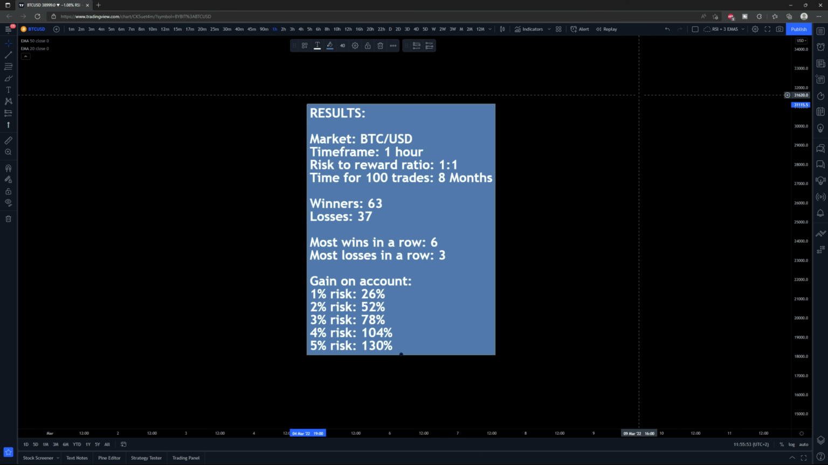The gain on the account figure, if risking 1% of your account equity per trade, is 26%. So that would mean a 3% max drawdown if you risk 1% per trade. With something like this where it only has a maximum drawdown of 3 losses in a row based on this test, you can risk more than 1% of your account equity per trade. So that's why I've listed the different risk levels. If you risk 5% of your account equity per trade, then your gain on the account is going to look more like 130% over that 8-month period.